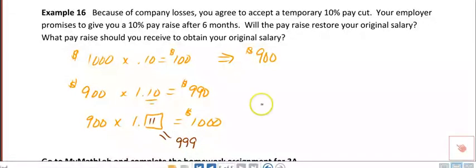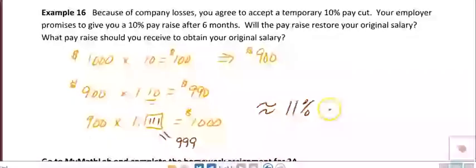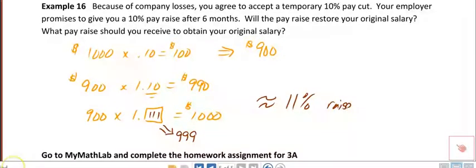So I would just estimate I would need approximately an 11%, and I bet it's 0.111. That might even get me closer to 1,000. But let's just say approximately an 11% raise would put me back at my original salary. Okay, so that finishes up section 3A. Now you should be able to go and do the homework without any problems.